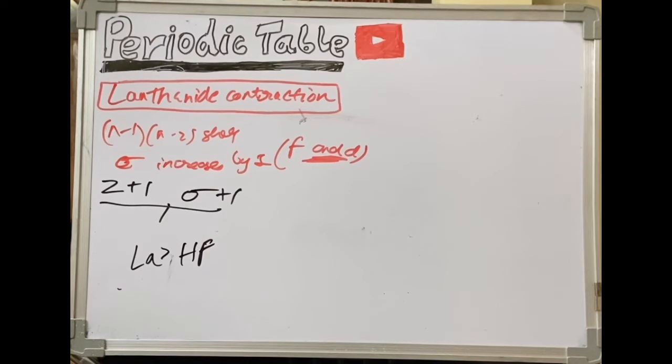And this is the reason the elements in period 6 and period 5 have nearly the same radius after La, because their increase in number of shells is counterbalanced by the decrease in atomic radius due to lanthanide contraction, due to which they have nearly the same radius.